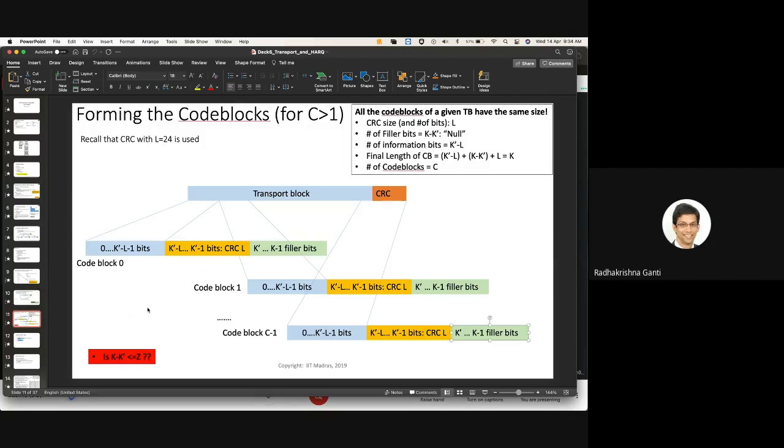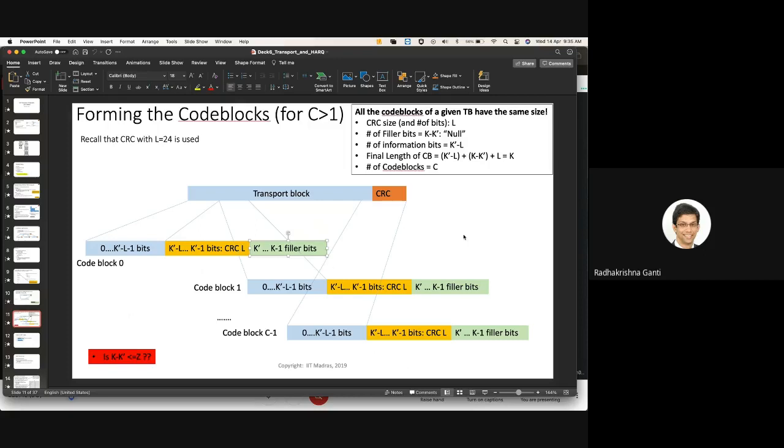Your LDPC cannot take an arbitrary number of bits as input. It has to have some fixed number of input bits. It will be multiples of some lifting sizes. But your transport blocks and code blocks need not be multiples of those. So what you do is you add a few filler bits. The number of filler bits you add will generally be less than the lifting factor. These filler bits are added for the encoding. After encoding, you will not transmit these filler bits.